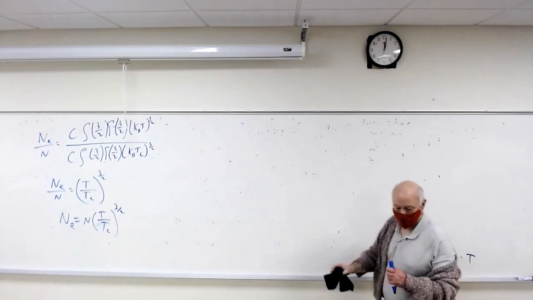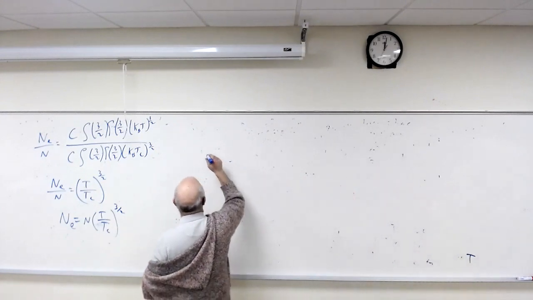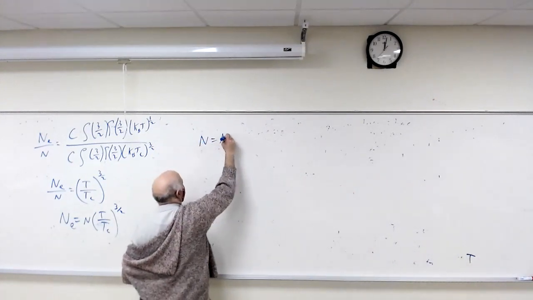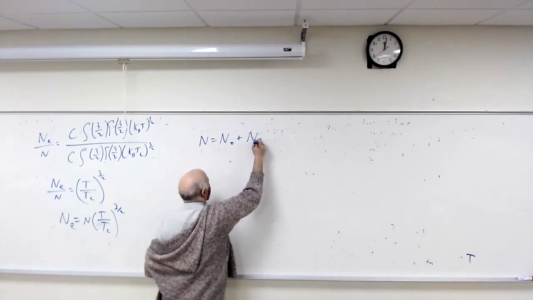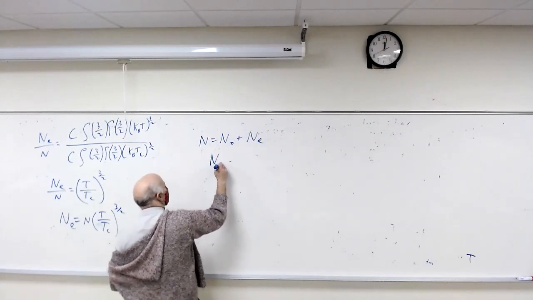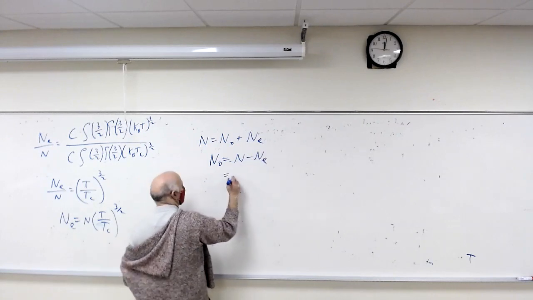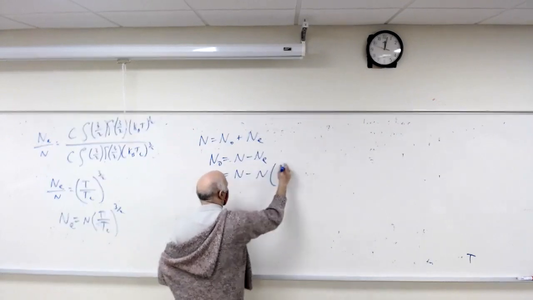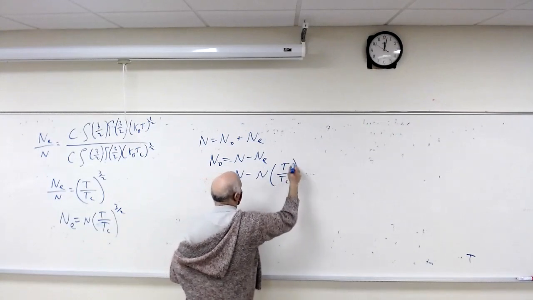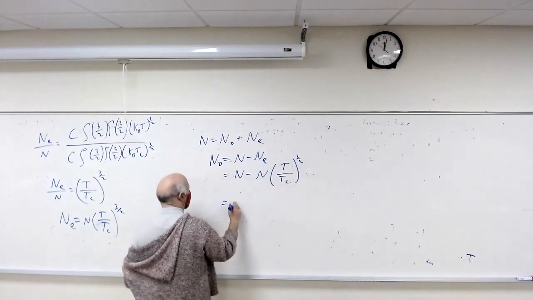Okay, so what do we know? We know that the number of particles has to equal the number of particles in the ground state plus the number of particles in the excited state. So this has to be N minus N_E. I put in my friend here. Shazam, I'm done.